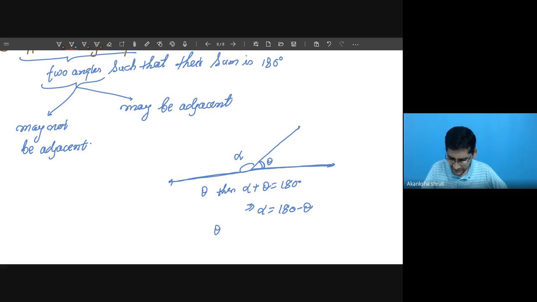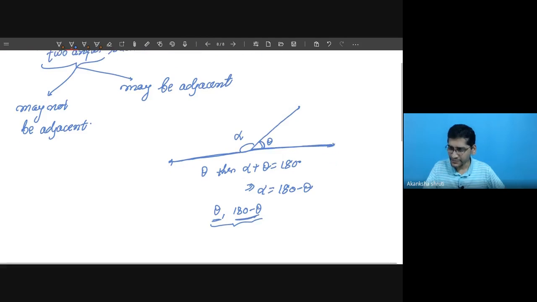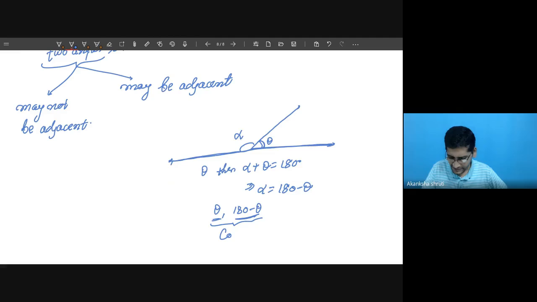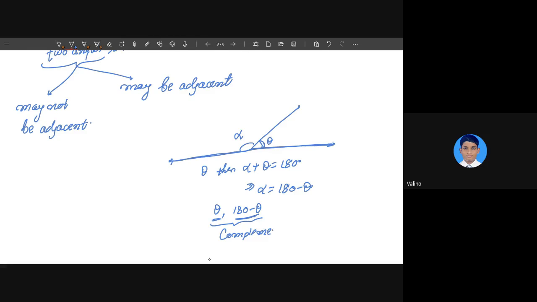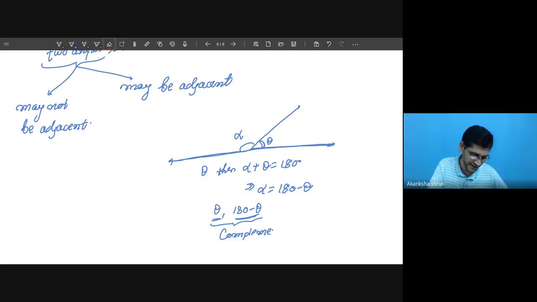So therefore, this theta is given to us. Then this theta and 180 minus theta, these two are called a supplementary pair. So one is supplementary to the other. Sorry, yes, it is supplementary. So these are called a supplementary pair.